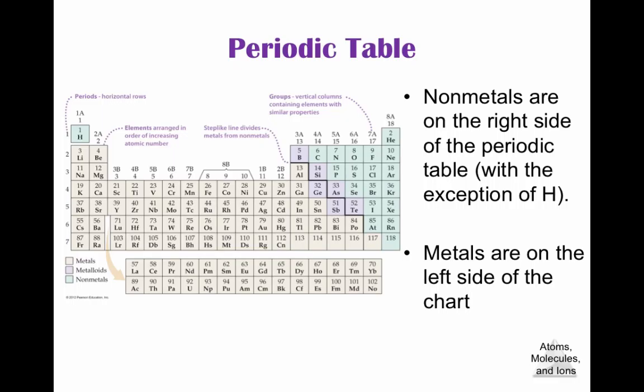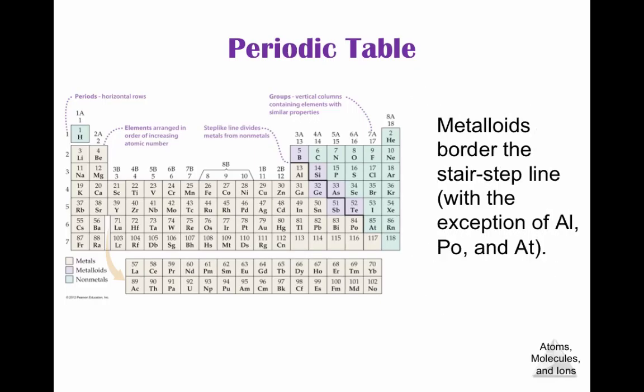So there are a lot. Mercury, potassium, silver, sodium, tin, tungsten, they all come from Latin names. That's actually where they got the symbols. Metalloids. Metalloids border the stair-step line. So on the periodic table, you have the stair-step line. Any element that touches that line is a metalloid, with the exception of aluminum. It's a metal. And then Po and At, those are your nonmetals. So polonium and astatine, even though they touch the line, those are nonmetals.